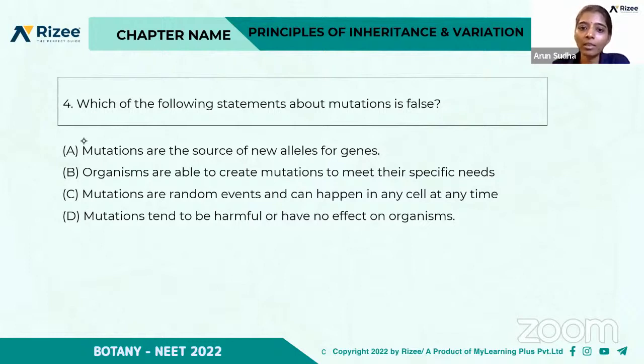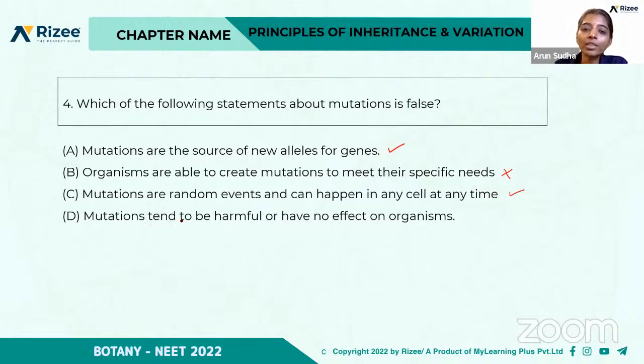Because the statement that organisms are able to create mutations to meet their specific needs is the wrong statement, because it is a random process, right? We can induce it by using mutagenic agents, that is, the rate can be increased, but they are not able to create mutations to meet their specific needs. So it is a wrong statement, but all the other statements are right. They are the source of new alleles, right? Because they lead to variation. It is a right statement. They are random events, so that is also a right statement.